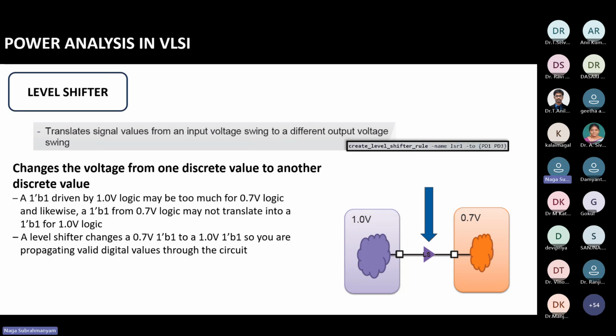See, as I told you, previously most chips were coming with one kind of voltage. Now we have different voltages, right? So in order to move a signal from one domain to another domain, there is a need for a level shifter. The designer will embed that level shifter in the design. Whether that level shifter is working properly or not, we need to understand when we are doing the power analysis.